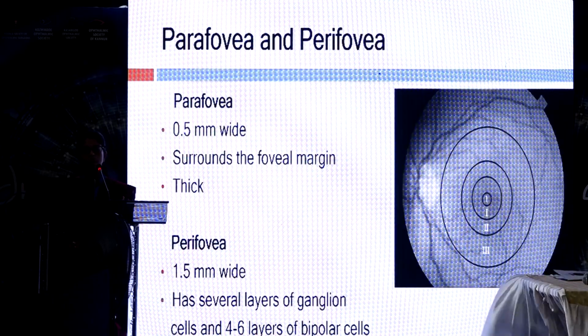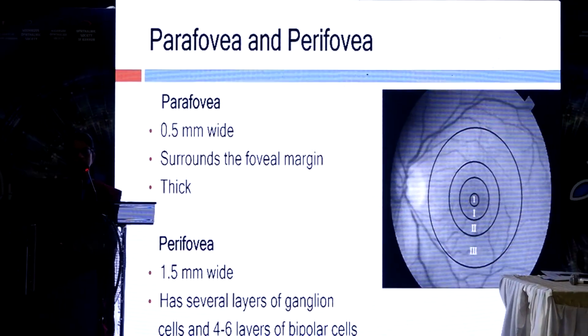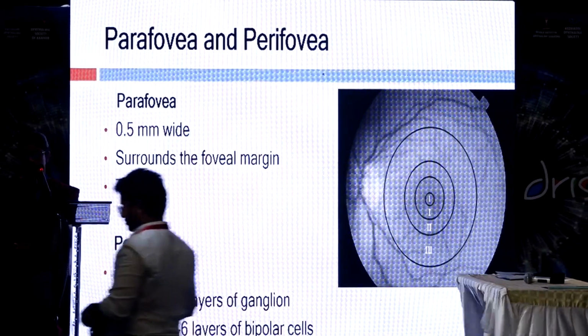Now we have the surrounding parafovea and the perifoveal region. They surround the foveal margin. They are thicker. They contain several layers of ganglion cells and bipolar cells.